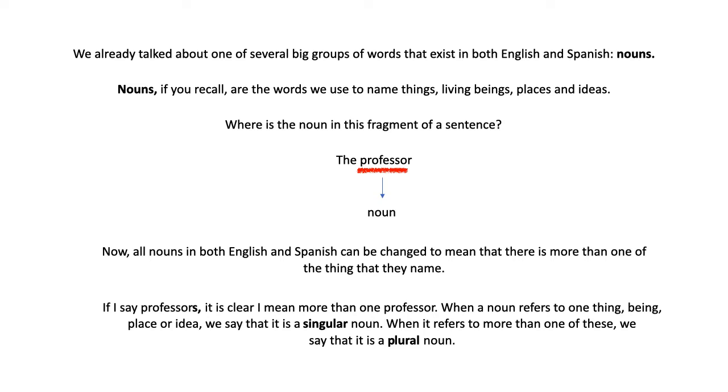So when I use a noun that refers to one thing, one being, one idea, one place, whatever, I say that that noun is a singular noun. What I mean by that technical word is simply that I'm referring to one thing. And when I refer to more than one thing, I say it is a plural noun. In short, singular means one, plural means more than one, okay?